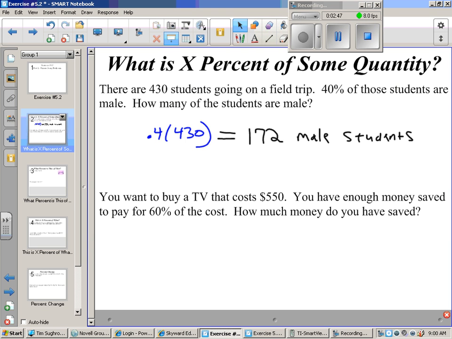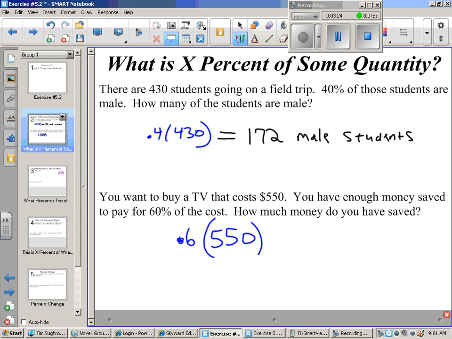Let's go to this one. You want to buy a TV that costs $550. You have enough money saved to pay for 60% of the cost. How much money do you have saved? Again, you'll start off with your homework that are pretty easy ones. You don't have to think in terms of the other percent. But later on, there'll be questions that will say, it costs $550, you saved 60%, how much more money do you need? Then you would need to use the 40%, right? So you have to read it carefully. But here, we need $550, and we've saved 60%, so we're going to take 0.6 times 550.